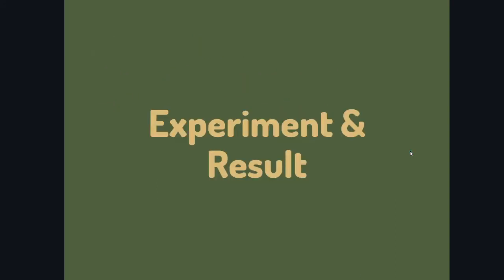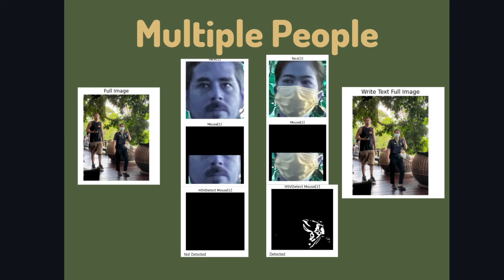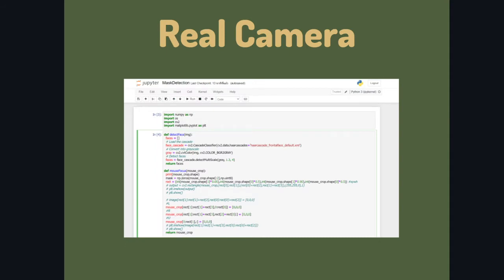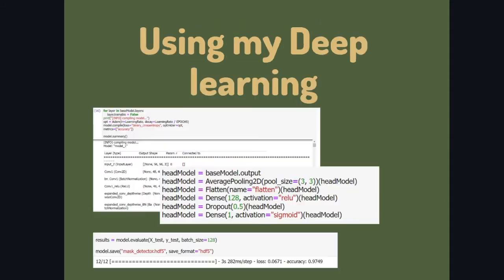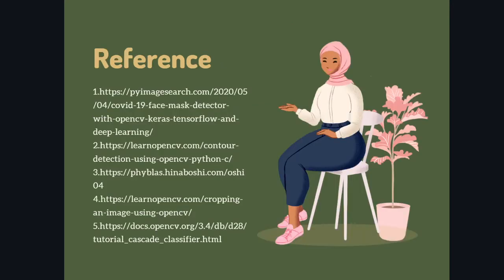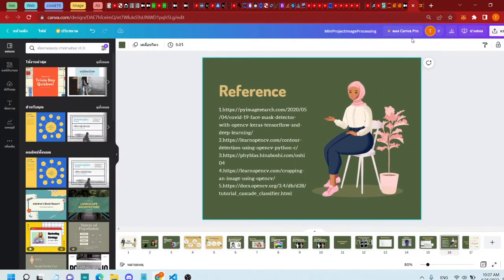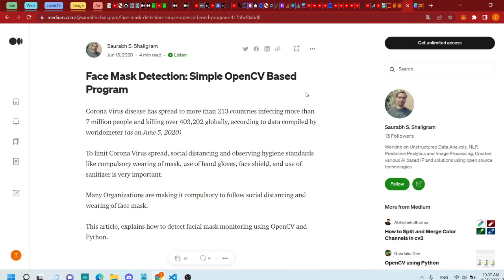Okay, next I will show you the experimentation and the results. This is my result for multiple people, and this is when used with a real image. Okay, and this is my deep learning algorithm. I will use the pretrained model MobileNet. Okay, and this is my reference, and I will show you the related works. In related work, this is the related work.